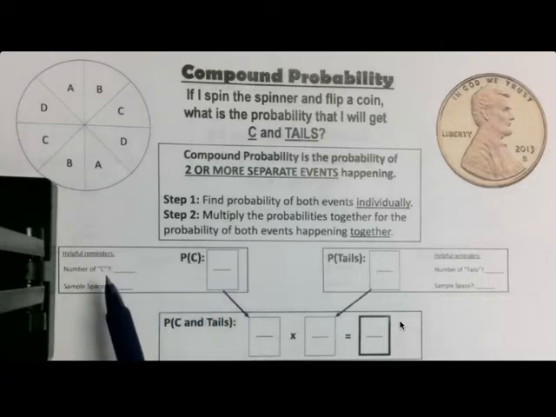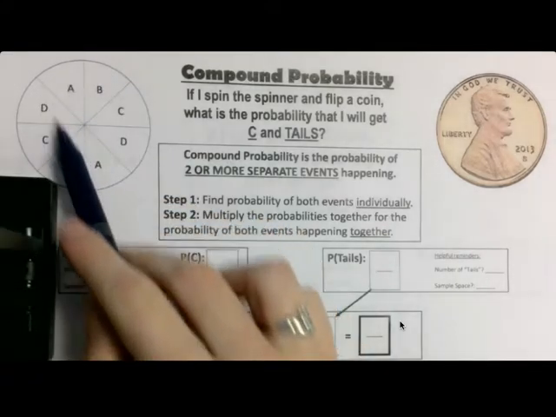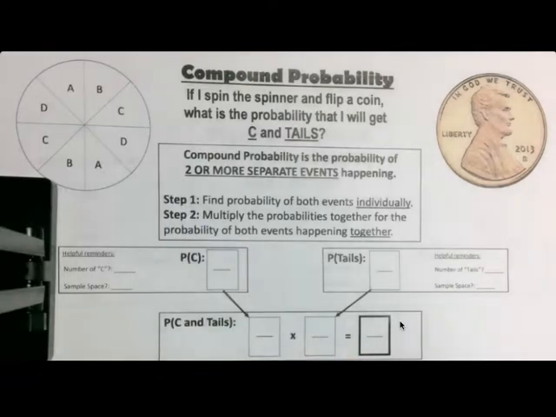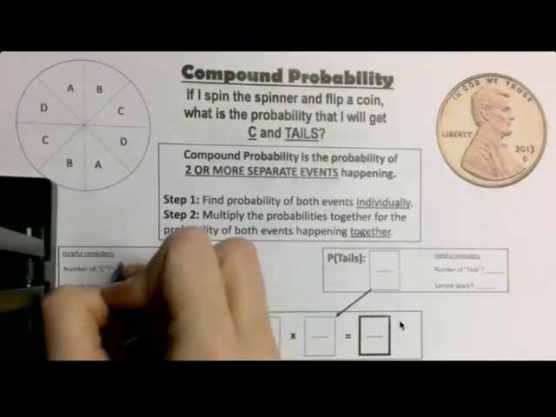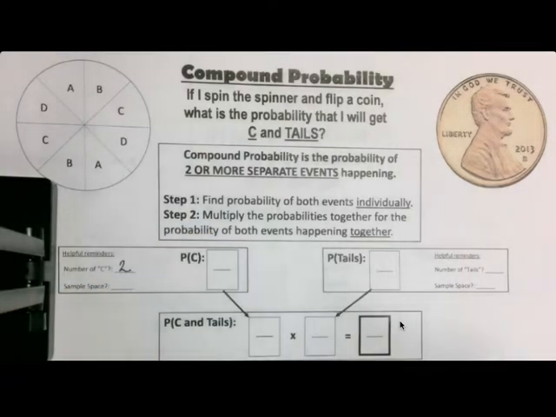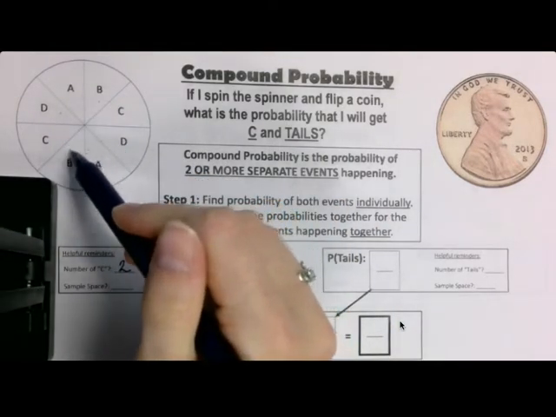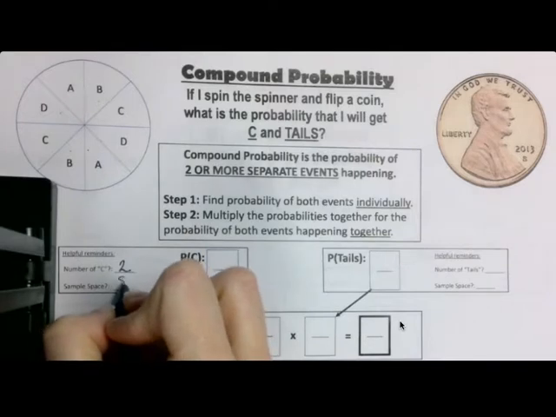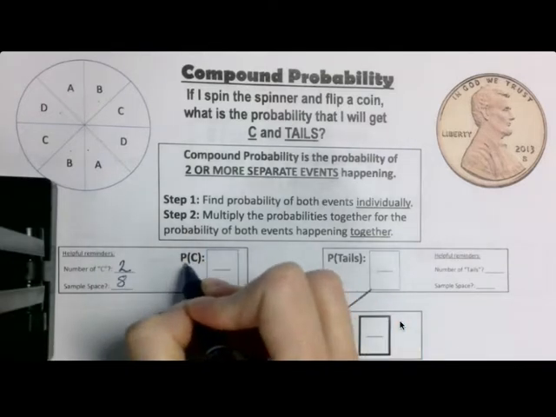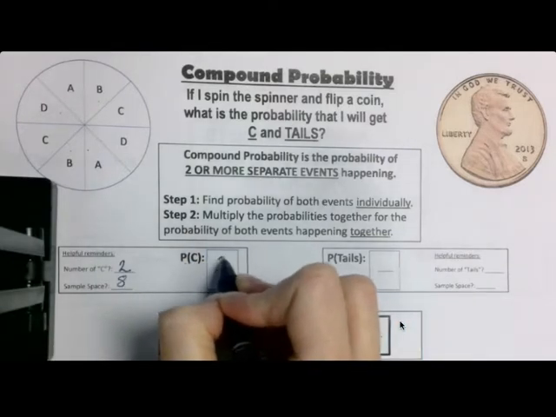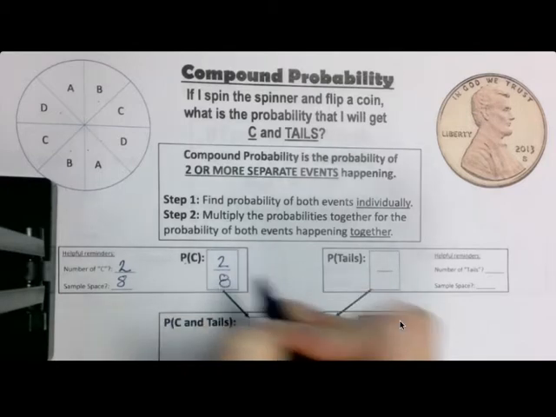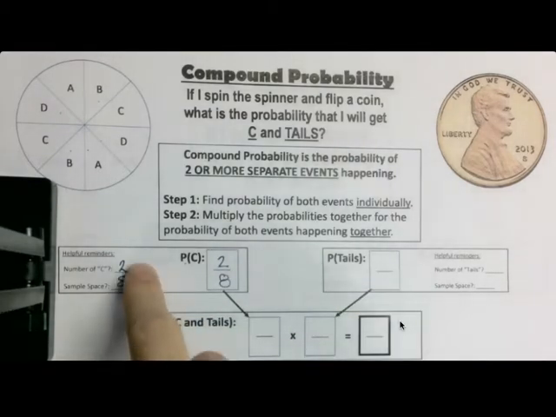number of C. So how many C's are in the spinner? 2. What is our sample space? How many options do we have? 1, 2, 3, 4, 5, 6, 7, and 8. So we have 8. So my probability of C is 2 over 8. So I just took these two and I wrote it as a fraction. Again, you know this part. That's not the new part.